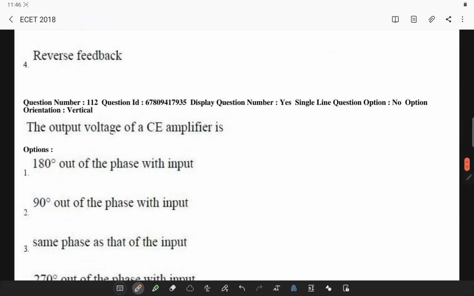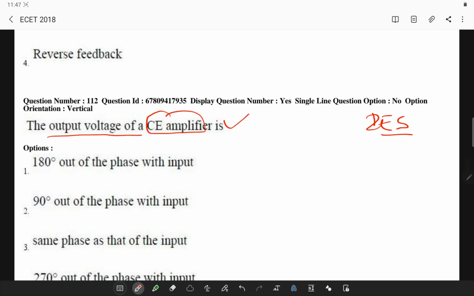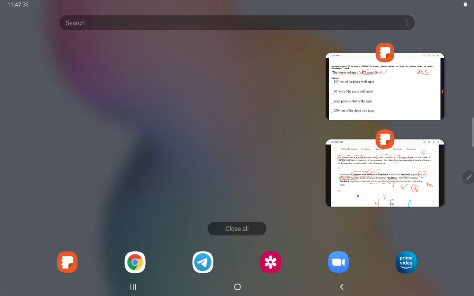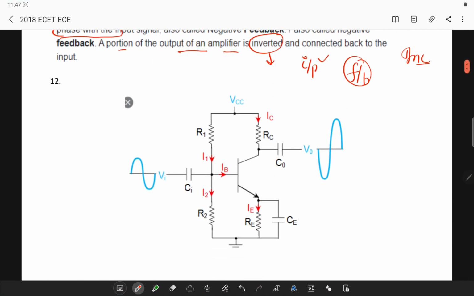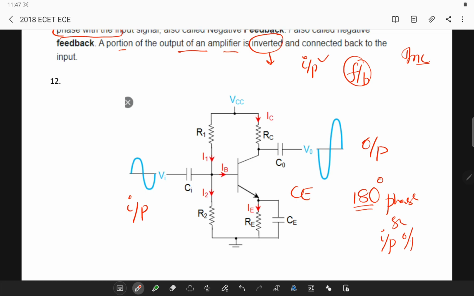So the next question: the output voltage of a CE amplifier is... this is a very important question which is asked in Indian Engineering Services. So I'll show you how exactly it looks. This is the input waveform in case of a CE amplifier. This is how the output looks. You can simply see there is a 180 degrees phase shift from input to output.